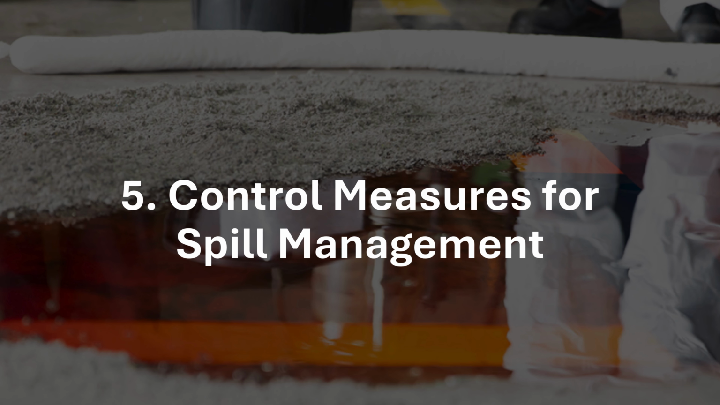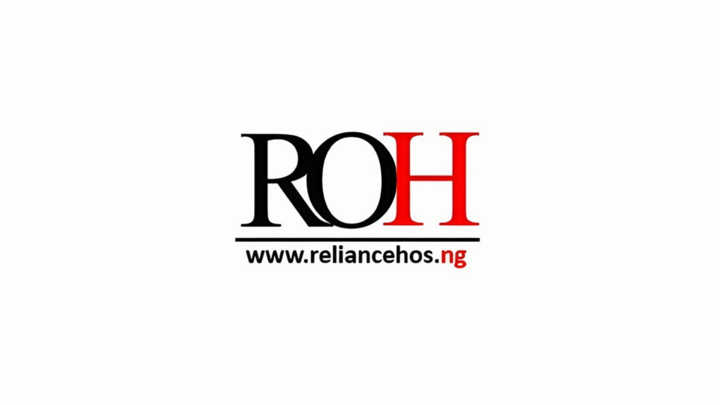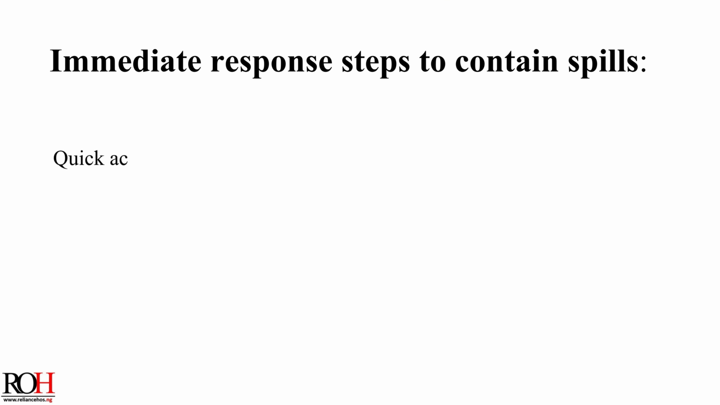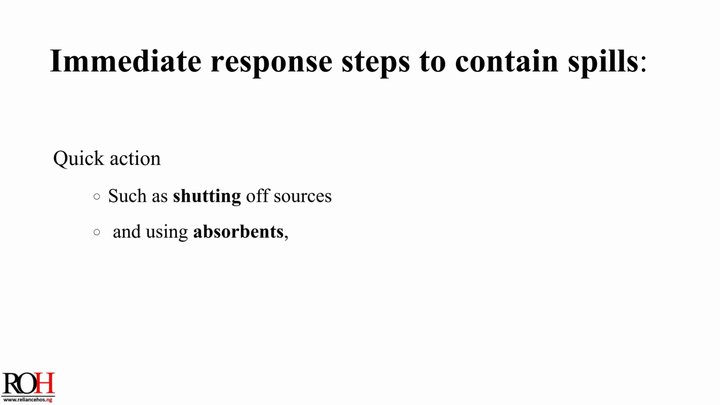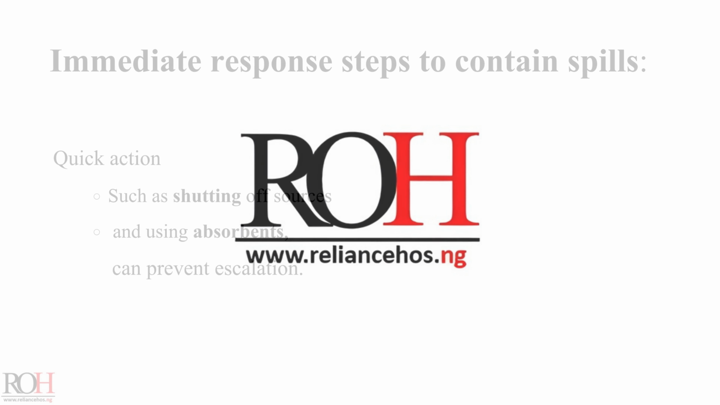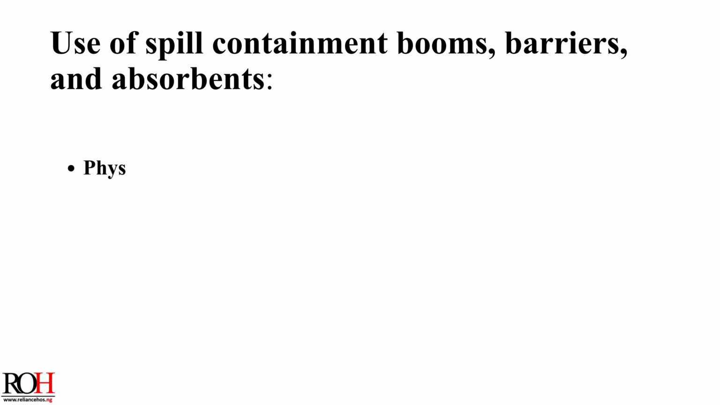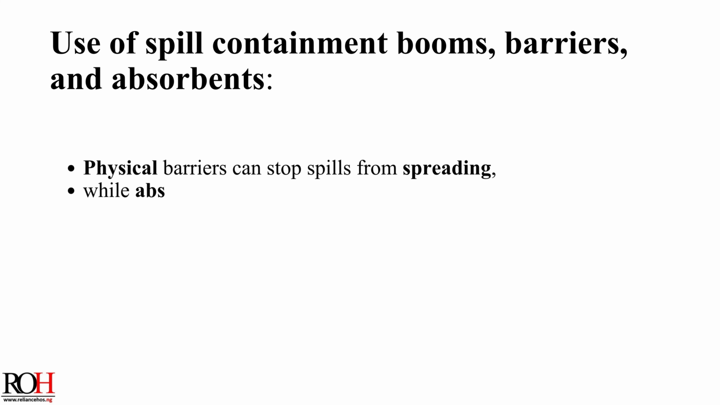5. Control measures for spill management. Immediate response. Steps to contain spills. Quick action, such as shutting off sources and using absorbents, can prevent escalation. Use of spill containment booms, barriers, and absorbents. Physical barriers can stop spills from spreading, while absorbents soak up hazardous substances.